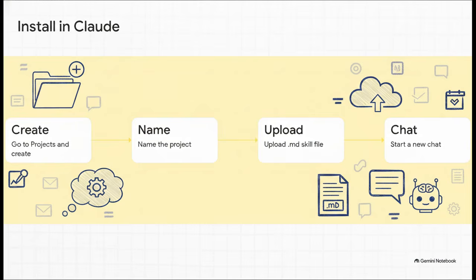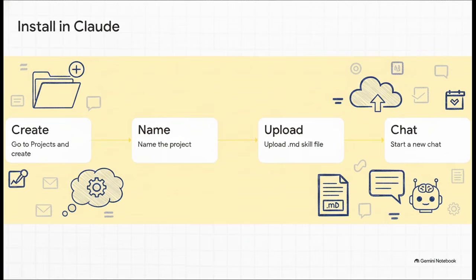This is where the whole shebang comes together, and it's so easy. First, you just go to Projects inside Claude and click Create Project. Name it something simple, like Course Evaluation Assistant. Then, you upload that exact .md Markdown skill file directly into the project knowledge base.